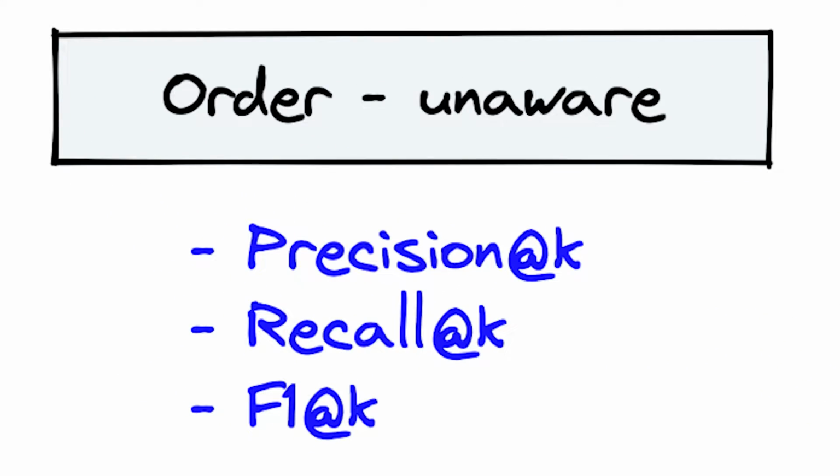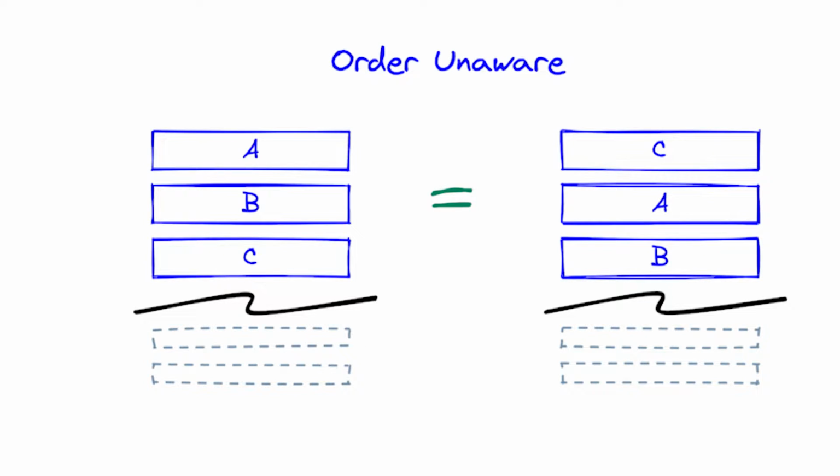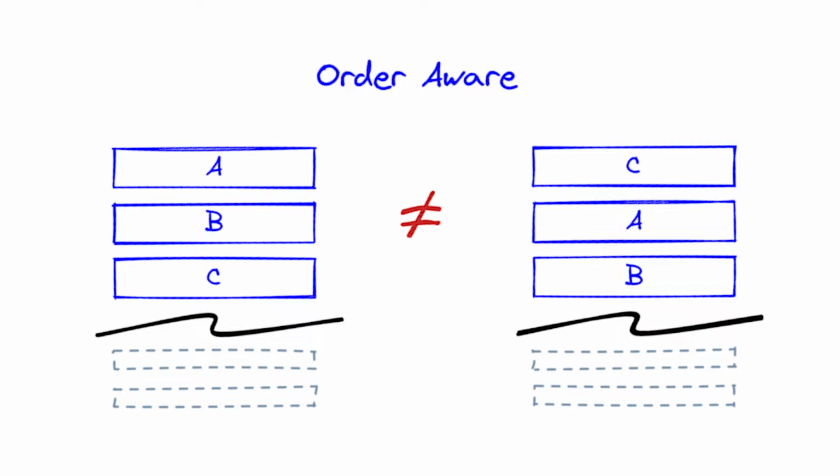Now, within offline metrics, including those that I just described, we have a separation into order unaware and order aware. This refers to whether the order of the results has any impact on the final score. In order unaware, the order of results doesn't really make a difference, whereas with order aware, they do. Now, we'll see a few examples of this throughout the video, so if it doesn't make sense yet, don't worry about it. We will cover all of this.